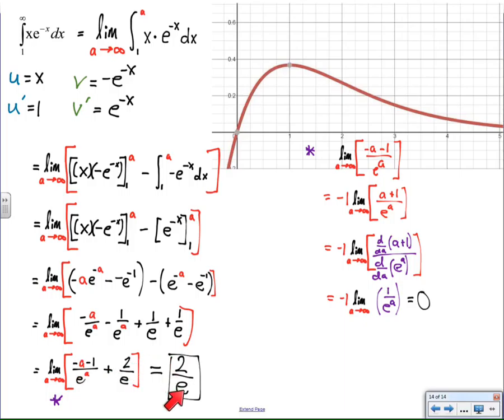Therefore, 2 over e is the value of this improper integral.